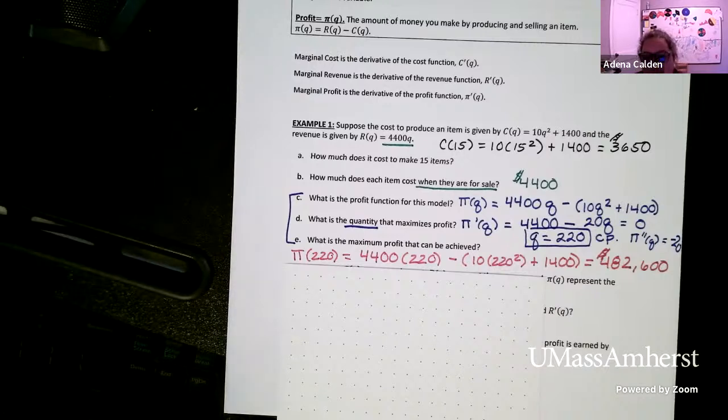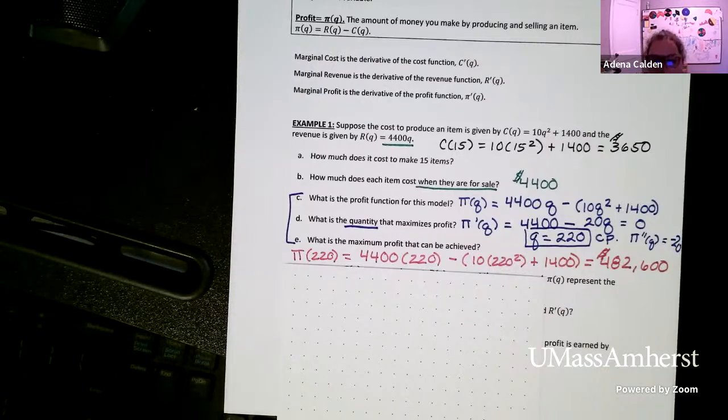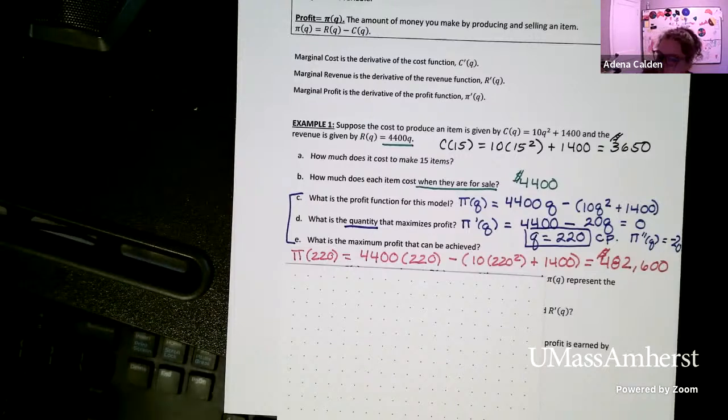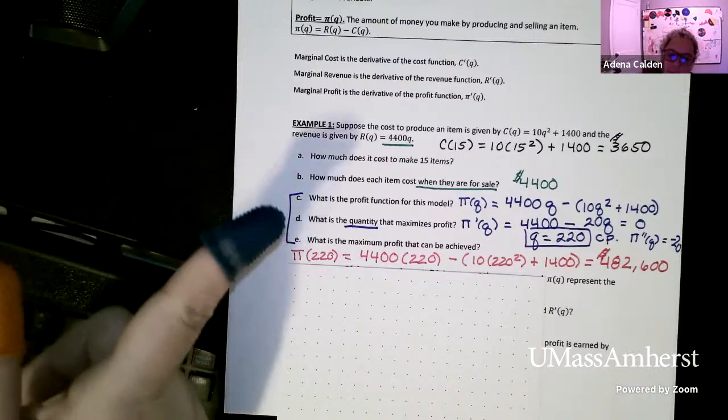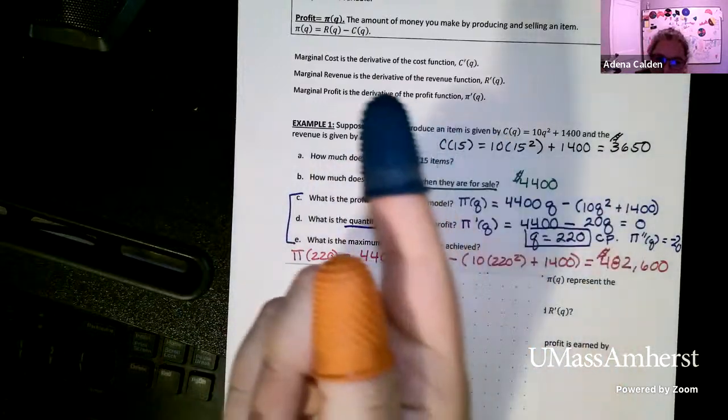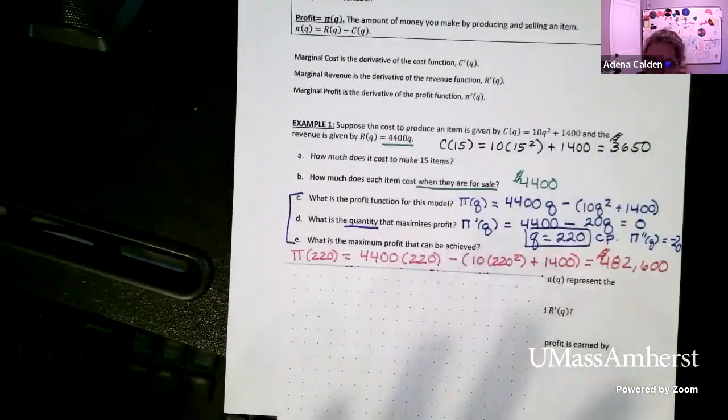Okay, so that's, I'd say, the most common problem that you're going to see in this section: figuring out how to maximize profit, or sometimes revenue, which is the same idea, or cost, minimize cost, right?